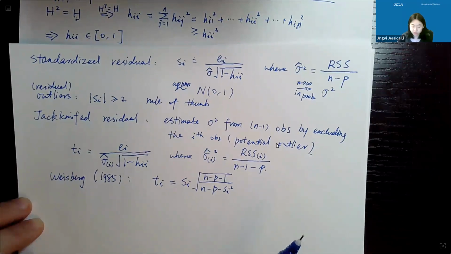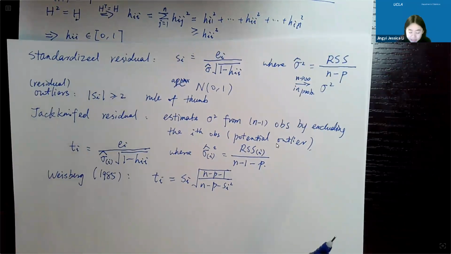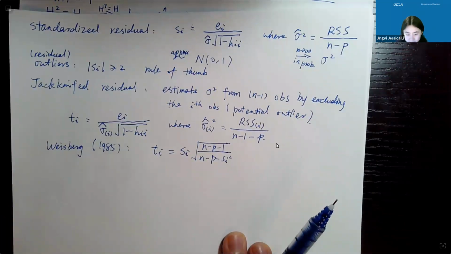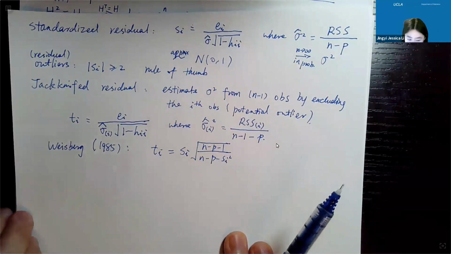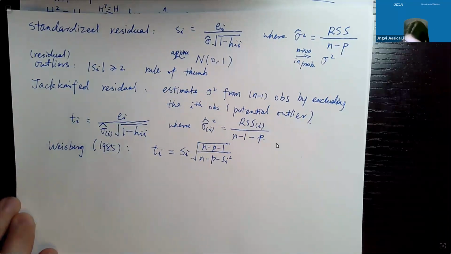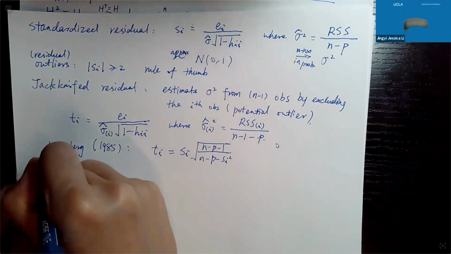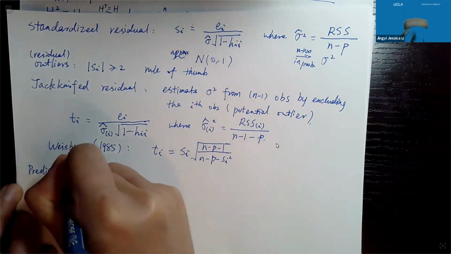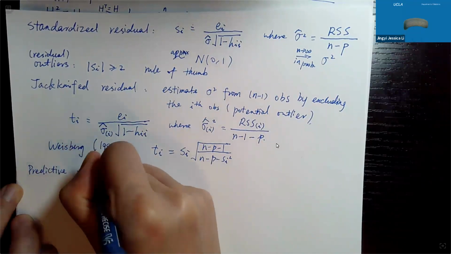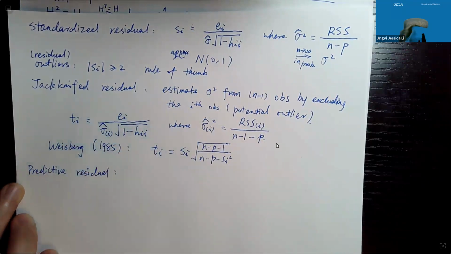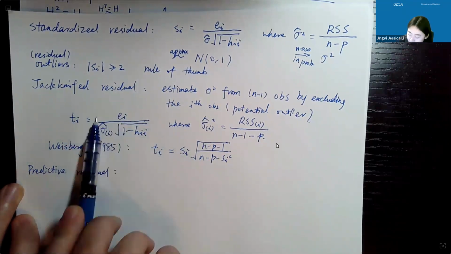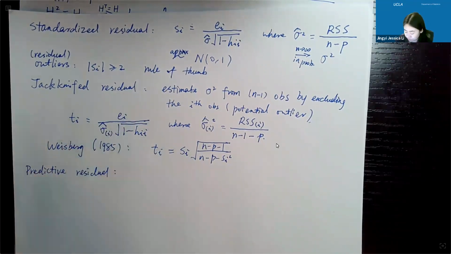Okay, so that's it. And an equivalent way of interpreting the Jackknife residual is to think about what we call the predictive residual. Let me try to put this first, and then we will give you the equivalence between the two. So when we say predictive residual, we don't go this route. So there are two different routes.